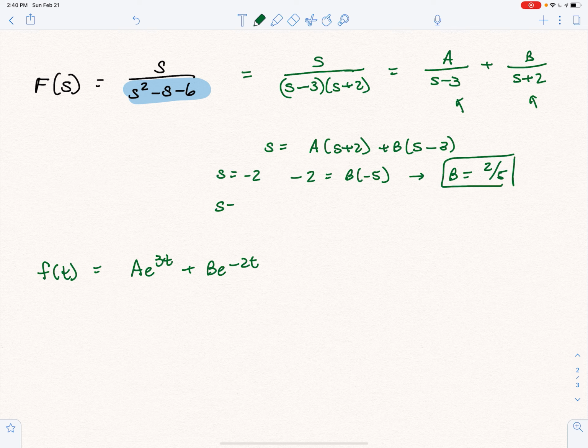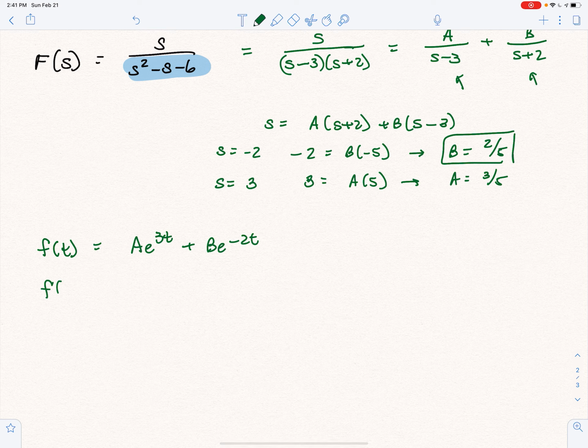And then if s equals 3, that's going to make the other term drop out. So we have 3 equals a times 5, which means that a is equal to 3/5. So that means that my original function, or I should say my inverse transform, is 3/5 e to the 3t plus 2/5 e to the negative 2t. And there we have it.